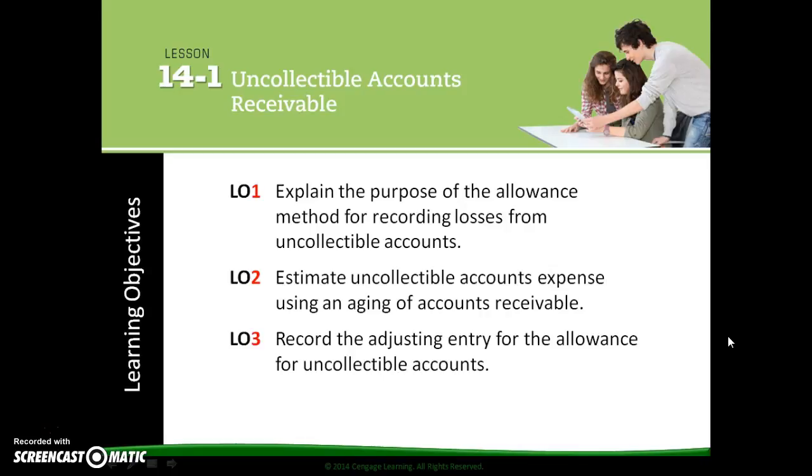when that happens. So our three objectives for this particular lesson would be to explain the purpose of the allowance method for recording losses from uncollectible accounts, estimate uncollectible accounts expense using an aging of accounts receivable, and then record the adjusting entry for the allowance for uncollectible accounts.